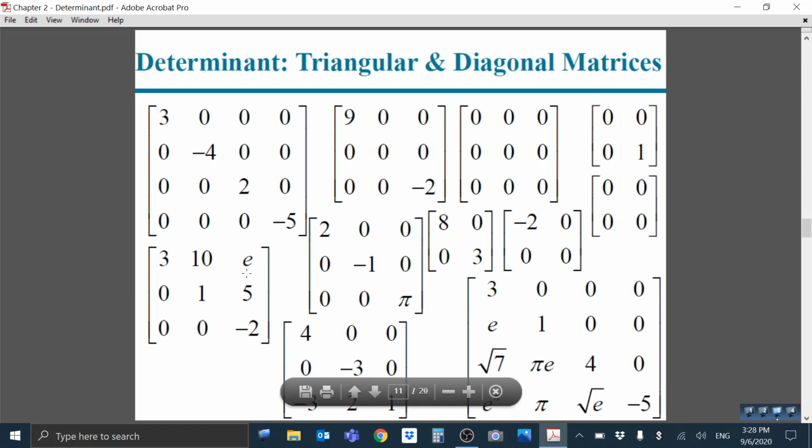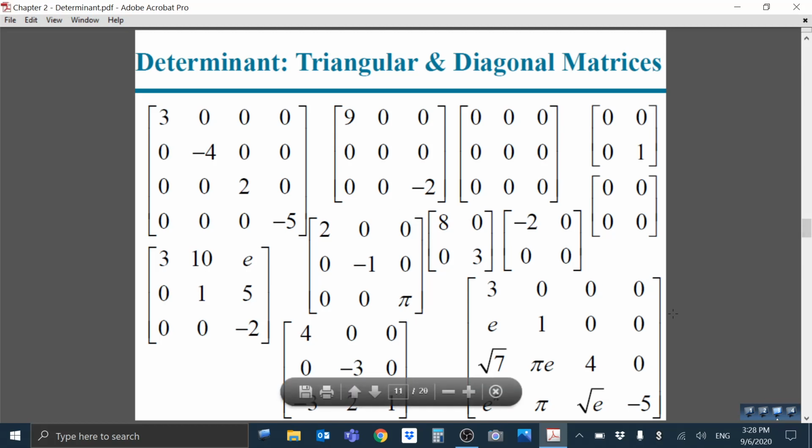What about this matrix here? Well, this is upper triangular. Great. I know that the determinant of an upper triangular matrix is very simple to compute. It's the product of diagonal terms. So the determinant of this matrix is 3 times 1 times -2. So the determinant is -6. Simple, simple. This matrix here is lower triangular. Again, the determinant of a lower triangular matrix is the product of diagonal terms. So the determinant is 4 times -3 times 1, which is -12. So the determinant of this matrix, which is lower triangular, is -12.